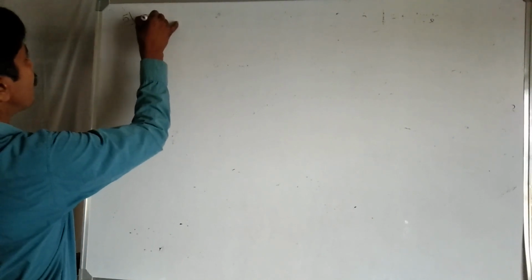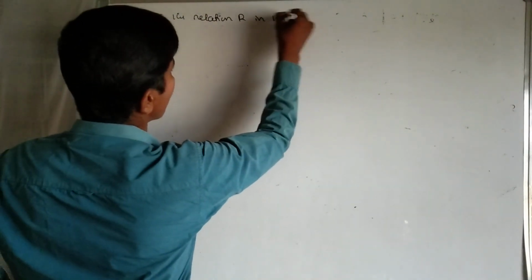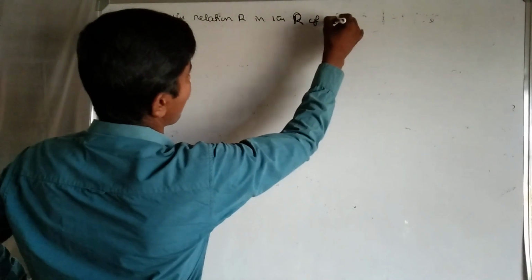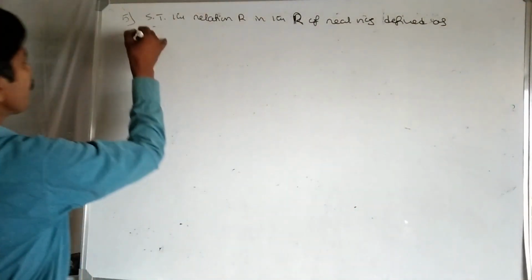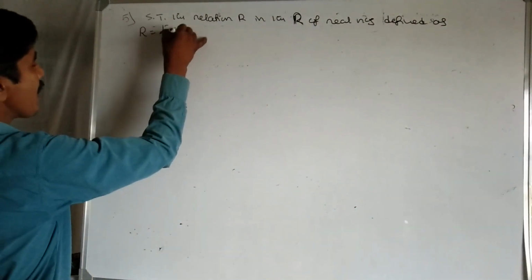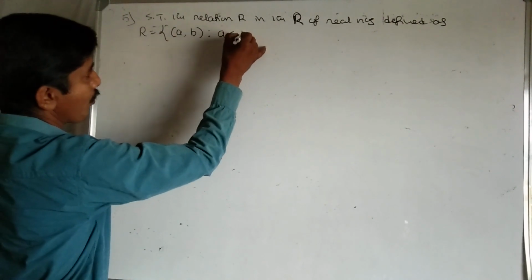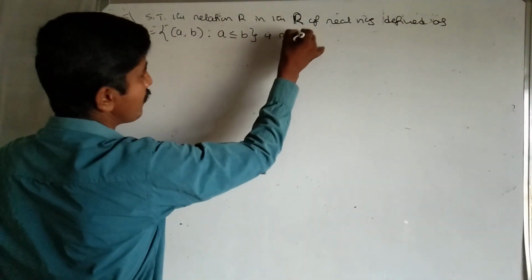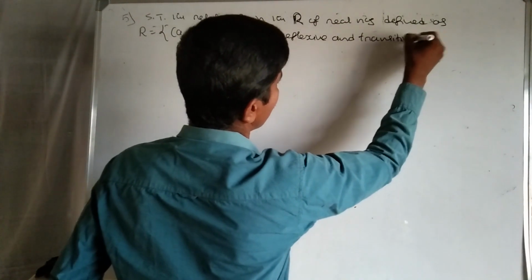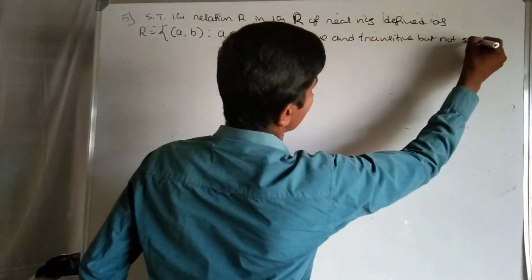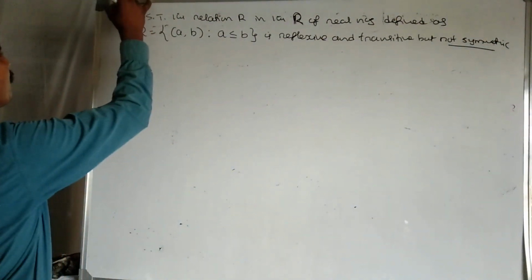Fifth problem: show that the relation R in the set R of real numbers, defined as R equal to A comma B such that A is less than or equal to B, is reflexive and transitive but not symmetric. So, important problem.